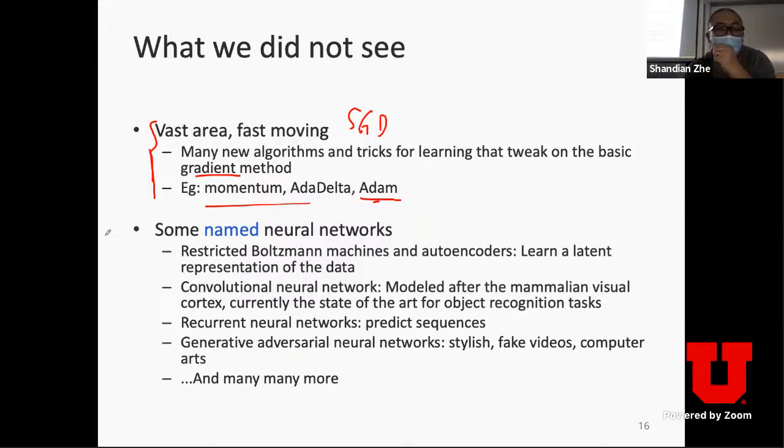And there are also a variety of different neural nets, right? Very popular. You might have heard of their names, but they have different architectures. Like restricted Boltzmann machines and autoencoders. Autoencoders is essentially an unsupervised learning neural network, right? We can view this as a non-linear version of PCA or SVD. We don't have time to cover it in our lecture, but you see that the only difference is the architecture.